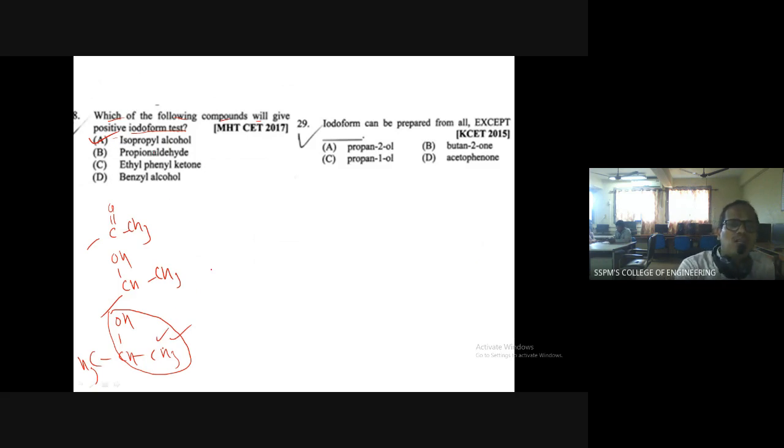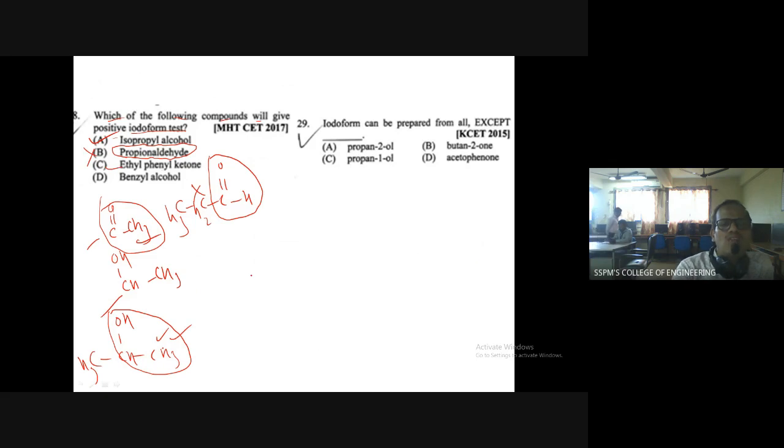Okay, what about the other compounds? Propionaldehyde: propane means 3 carbons, aldehyde must definitely be terminal, so H, C double bond O, then CH2 CH3. Here we have the C double bond O H group, so this is not eligible. We need at least one CH3 next to C double bond O. Here it is CH2, so the second compound is wrong.